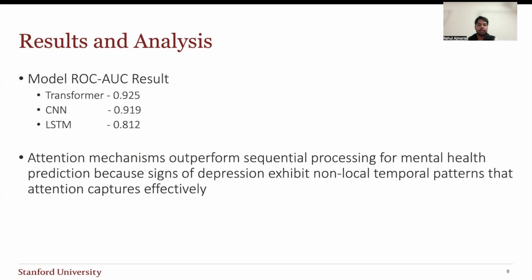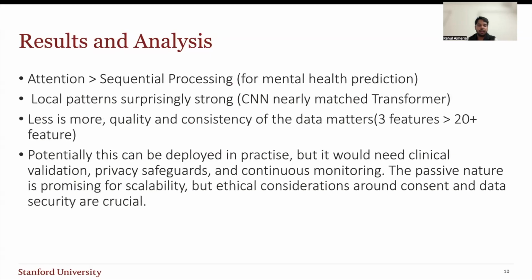Gaining some insights on this, we think that transformers won because the LSTM processes sequentially and struggles with distinct behavioral patterns, while the convolutional neural network is limited to the 3-day kernel size, though it is fast to train. Transformers, through attention, succeed in capturing non-local temporal patterns, which is a characteristic of the depression data. Even though in the LSTM we use bidirectional processing and gradient clipping, it struggled with long-range dependencies.